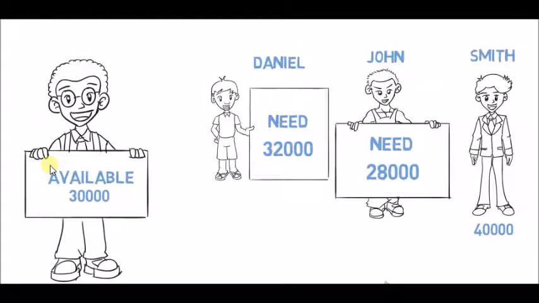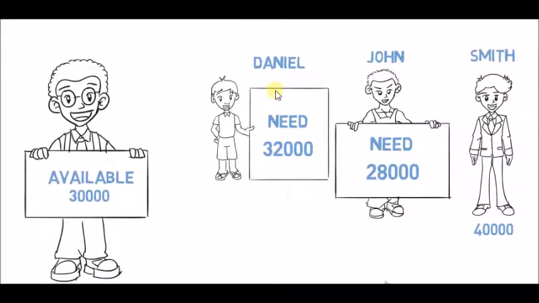Now we need to provide a loan to Daniel and Smith. Let's check for Smith. Smith needs 40,000 rupees. We have 34,000 rupees available, so we cannot provide a loan. Again we tell Smith, okay, we cannot provide a loan, please visit our bank after 30 days. So now Smith will return to our bank after 30 days.